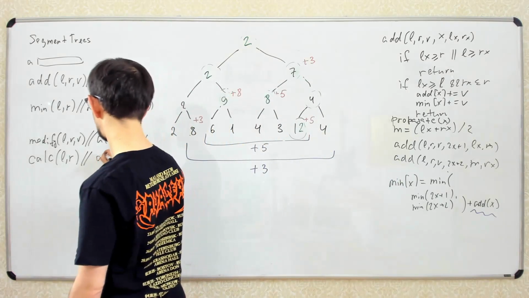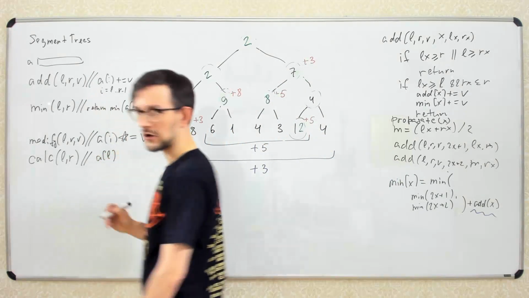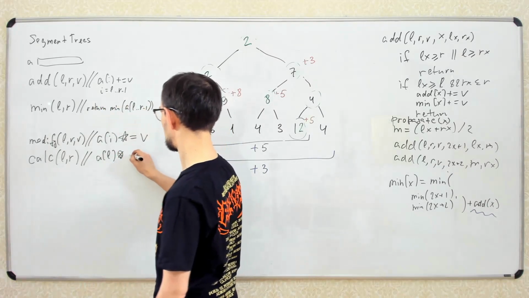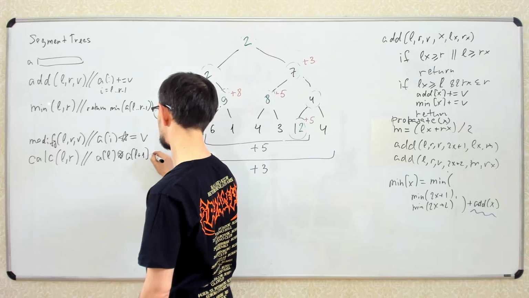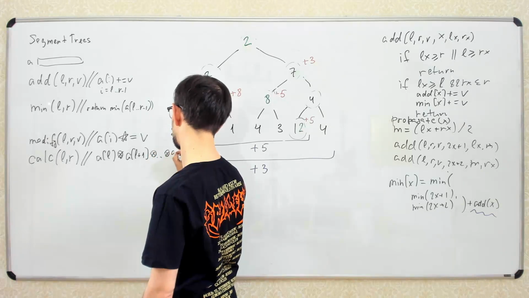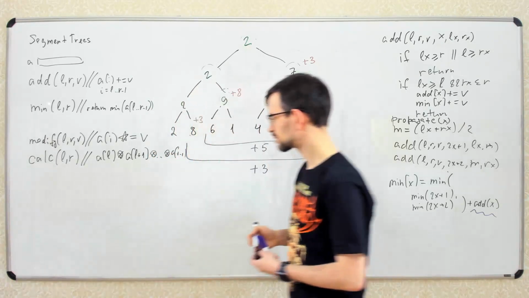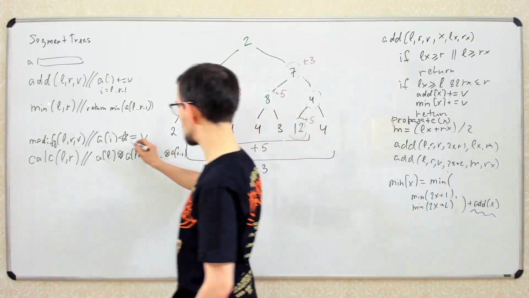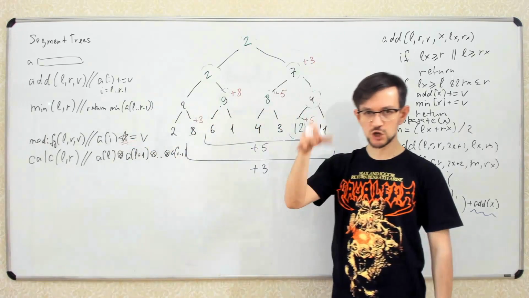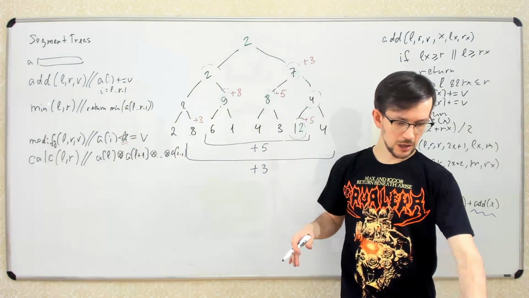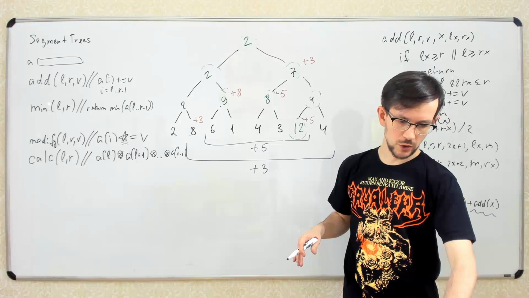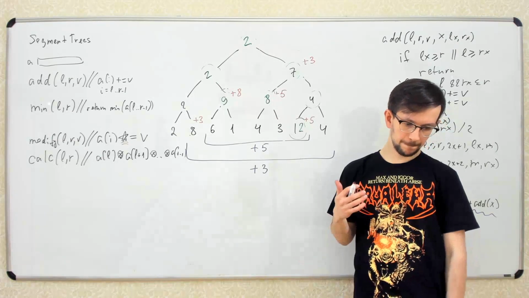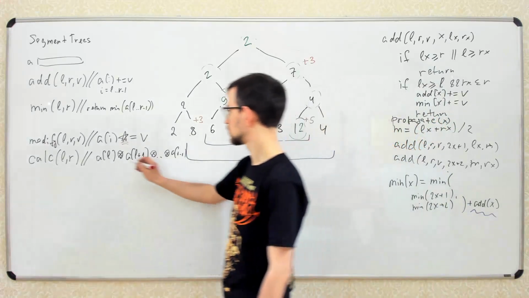So it will be like A_L, some operation, A_(L+1), some operation, and so on, up to R minus 1. Right? So we have two special operations. We have one operation we use when we change the element, and another operation we use when we calculate something. These two operations.